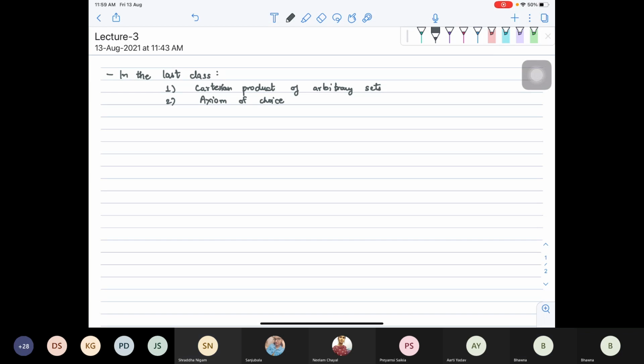Ma'am. Good afternoon, Shraddha. So, does anyone have any problem in understanding what the Cartesian product of arbitrary sets was? No, ma'am, no problem. Okay, anyone else? Because it's a class of more than 60 students. Everyone understood very well what was the Cartesian product of arbitrary sets.